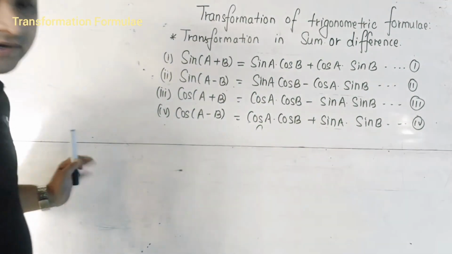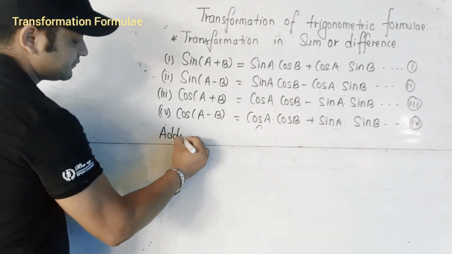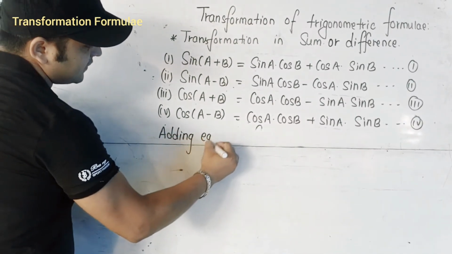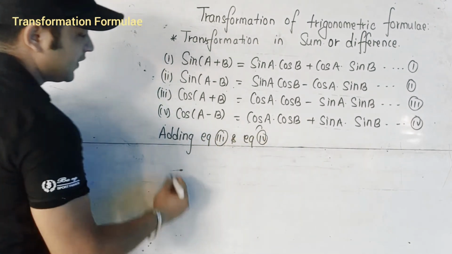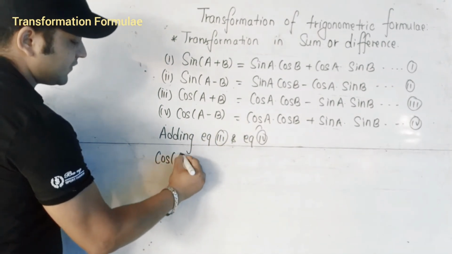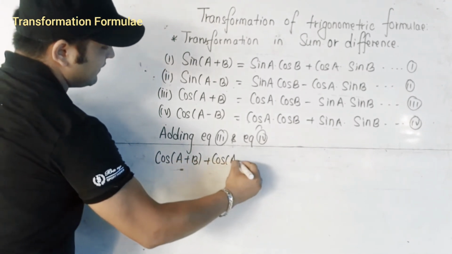And let's see what we get by adding equation 3 and equation 4. Now when you add equation 3 and equation 4, the left hand side comes to be cos(A+B) plus cos(A-B).